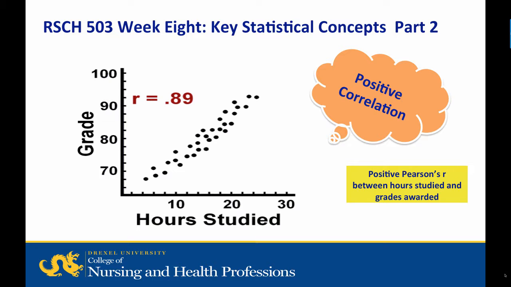This slide illustrates the scatter plot between x, hours studied, and y, grade. The Pearson's R was R equals 0.89. This is a positive correlation coefficient, with the R of 0.89 indicative of the slope of the regression line that can be drawn through the scatter plot of the 2 variables.